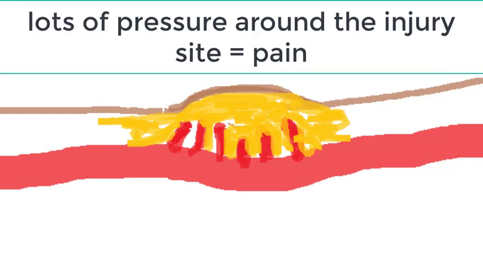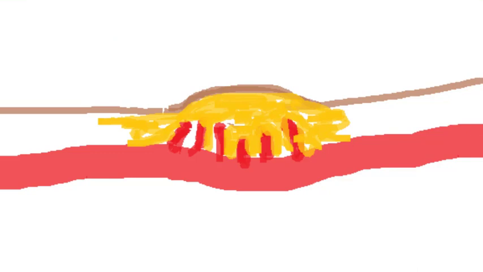Now, as that fluid continues to leak out, then it starts to cause swelling of our injury site. The swelling on that injury site can become so severe that the tissues around it are being compressed, which means that the nerves are being compressed. And then the nerves start to signal to the brain that there's pain in the area, that something is not right.